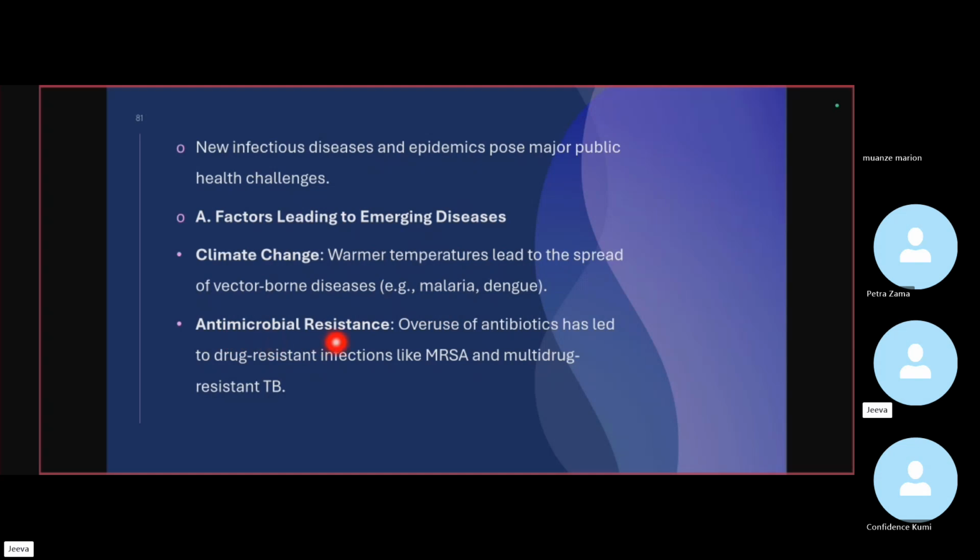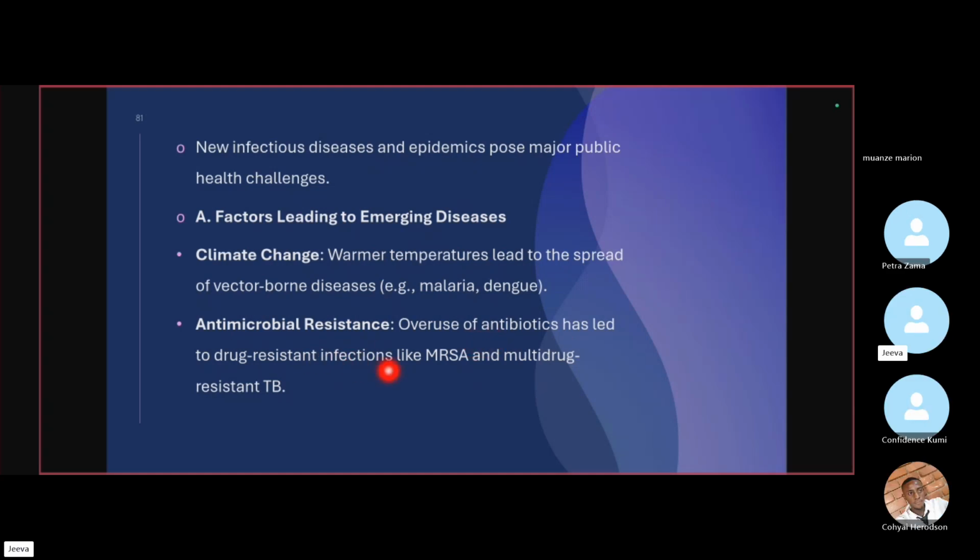Then antimicrobial resistance, where overuse of antibiotics can lead to drug-resistant infections like MRSA, methicillin-resistant Staphylococcus bacteria, and multi-drug resistant tuberculosis. People who overuse drugs and consume a lot of antibiotics become resistant to the infections, so the antibiotics are no longer effective. So this is another cause for emerging diseases.